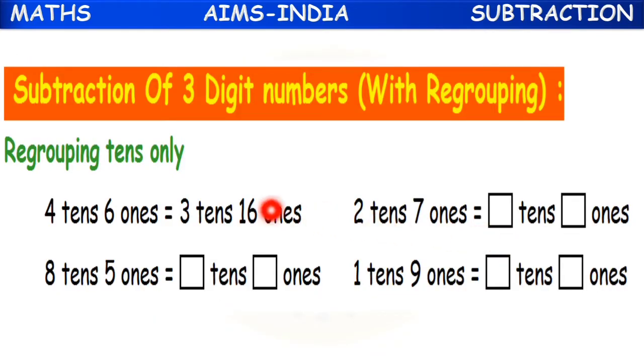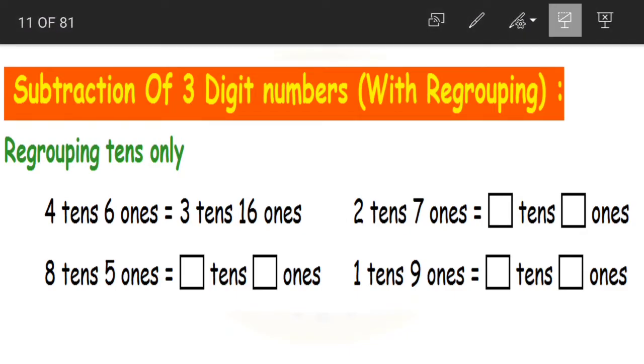Now let us look at subtracting 3-digit numbers with regrouping. Regrouping means what children? Regrouping means borrowing. We know how to borrow, right? You might have learnt in your previous classes. See, suppose we have 21. Let us not take 21. Let us take 53 minus 17. Okay, 53 minus 17.